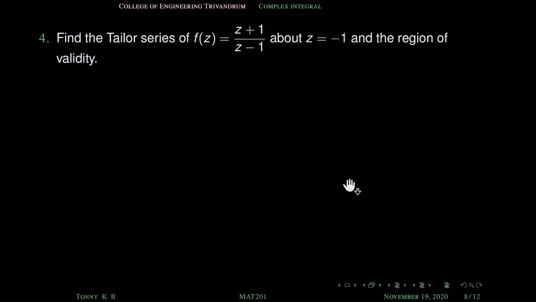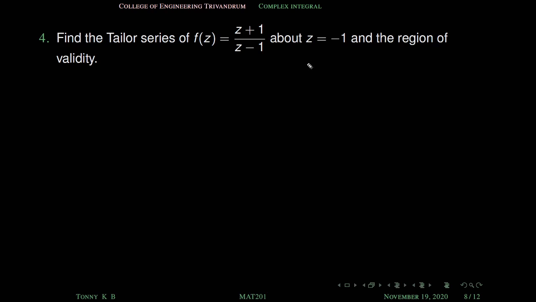Okay, so next problem. Find the Taylor series of f of z equal to z plus 1 by z minus 1 about z equal to minus 1 and find the region of validity. Okay, so we know that this is a Taylor series about z equal to minus 1. So what type of terms are contained in the series?